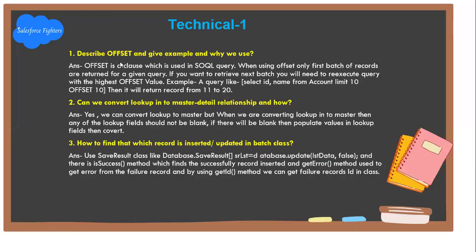First question: describe OFFSET, give an example, and why do we use it? OFFSET is a clause used in the SQL query. When using OFFSET, only the first batch of records is returned for a given query. If you want to retrieve the next batch, you need to execute the query with a higher offset value. Example: a query like SELECT Id, Name FROM Account LIMIT 10 OFFSET 10 will return records from 11 to 20.